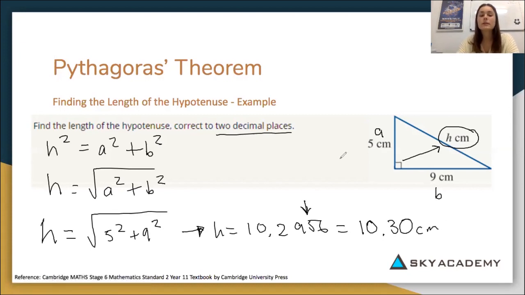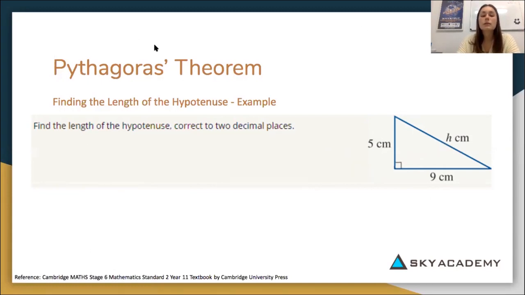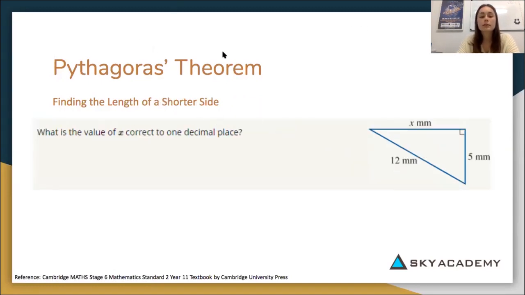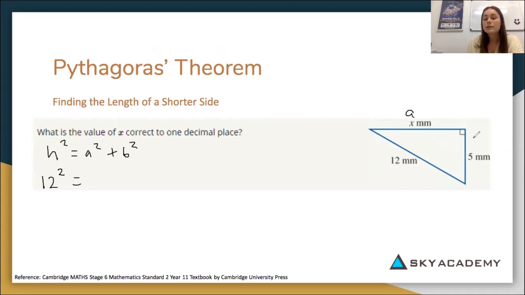So let's have a go at doing a question where we find the length of a shorter side. So in this question, we've been given the hypotenuse and we have to find the length of x. So firstly, we're going to write out our formula, which is H squared equals A squared plus B squared. And we're going to sub for what we do know. So we do know the hypotenuse to be 12. We don't know what A is, but we know A can be represented by X. So we can put X squared in there. Then we do know what B is, which is 5 squared.